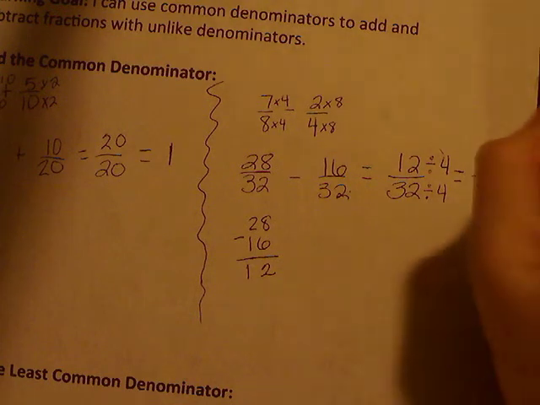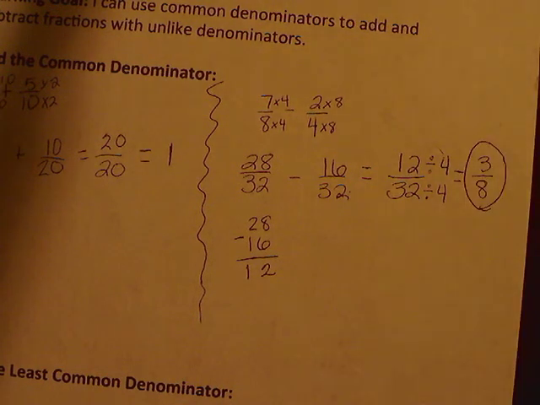Now 3/8 is in simplest form, and the way that I know 3/8 is in simplest form is because there is no number that can evenly go into both 3 and 8. 3 cannot be divided by any number except for 1 and 3, and 8 cannot be divided by 3. So 3/8 is that number in simplest form. So that's the extra step.